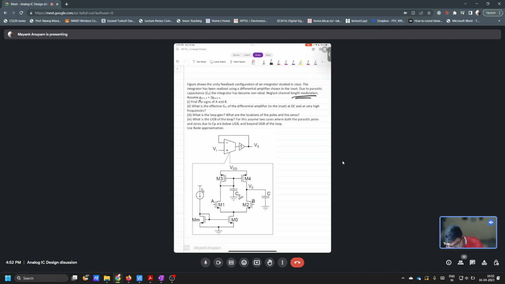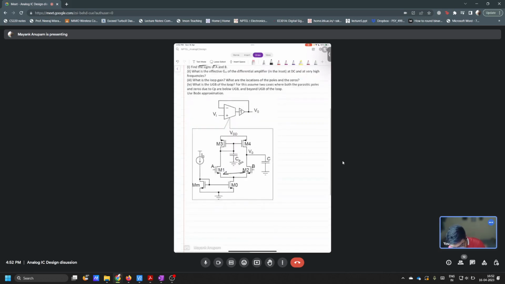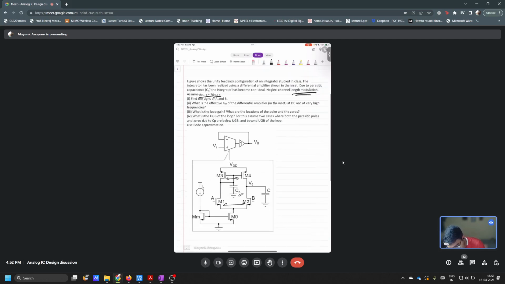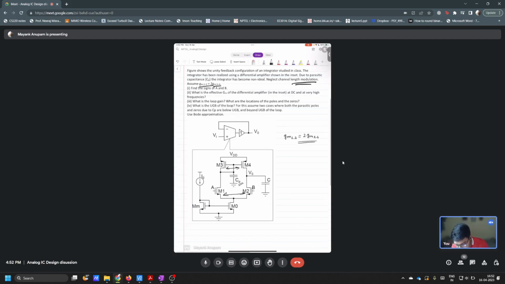Now neglect channel length modulation. Also you can assume GM of 1 and 2 are equal, and GM of 3 and 4 are equal, and the relation between them is GM of 1 and 2 is equal to 2 times GM of 3, 4, correct? Now find the signs of A and B.